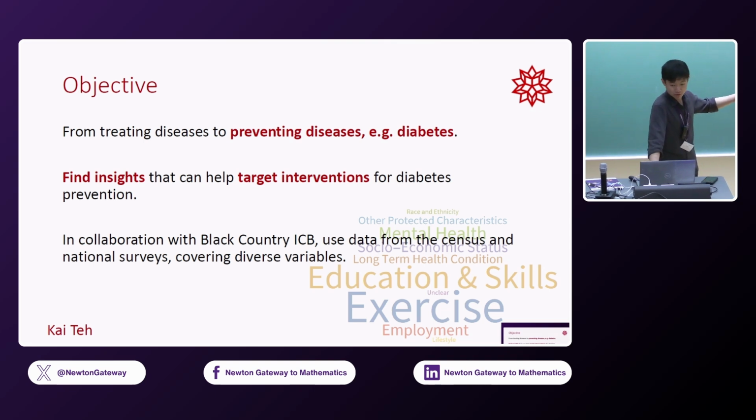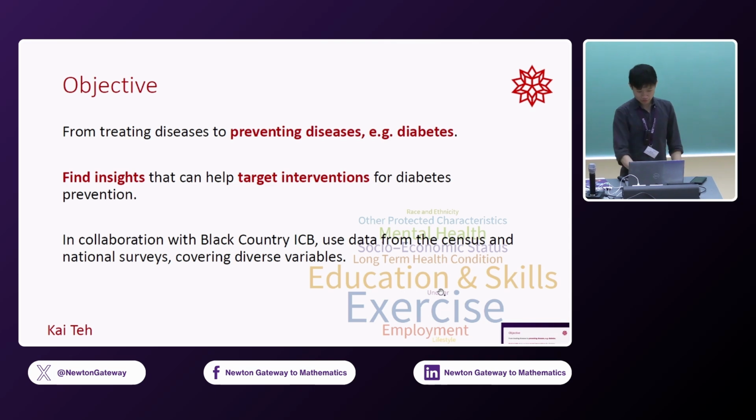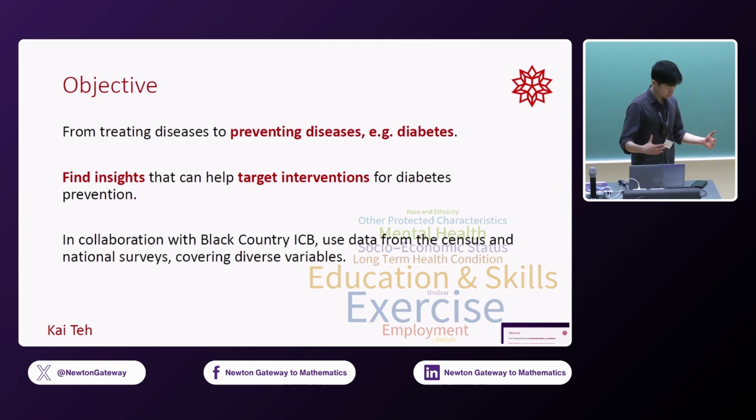And the data covers variables from diverse categories. For example, you have all of them here: education and skills, exercise, employment, so on and so forth. From that, we would like to use a large-scale regression analysis to predict what are good drivers of diabetes prevalence in the population.